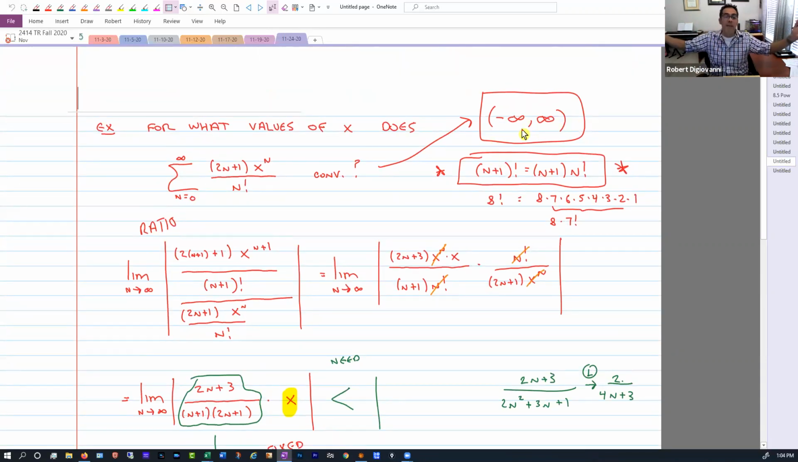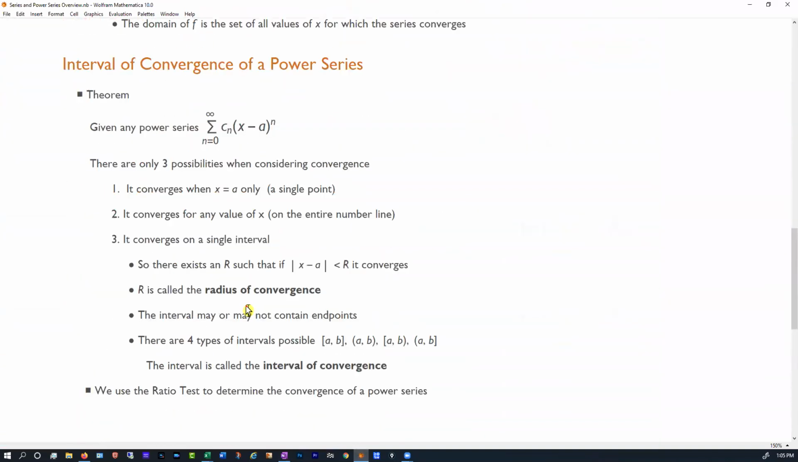So it converges for every value of x. So we had that example, which would take care of. I have a question right here.